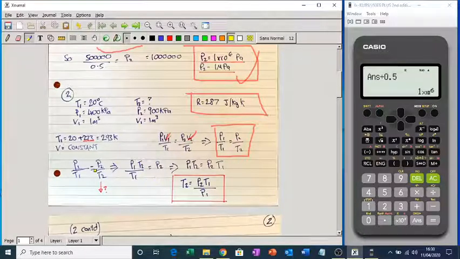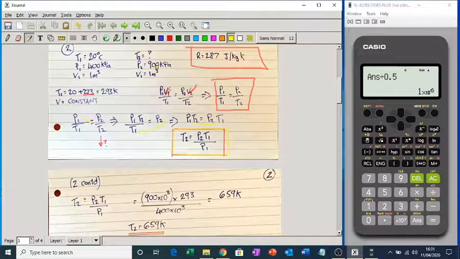I'll bring the T2 up to there, look. And then I'll bring the T1 up, so bring it up to there, long way around. And then we need to find T2, so I'll bring the P1 down to there, which gives me that formula to find T2: P2 T1 over P1.